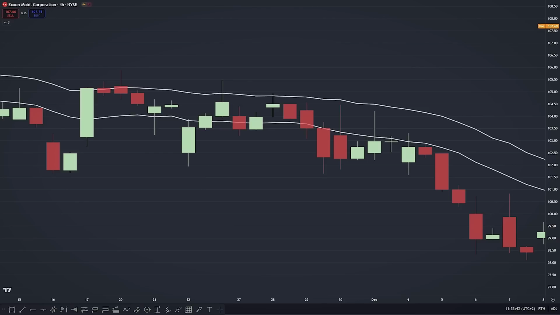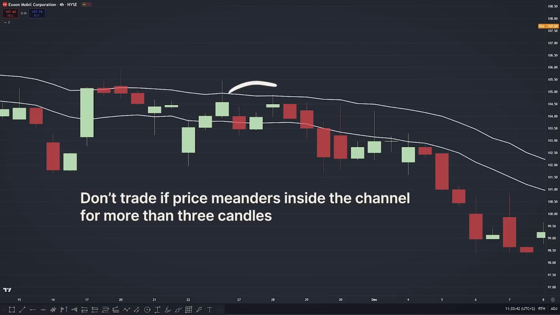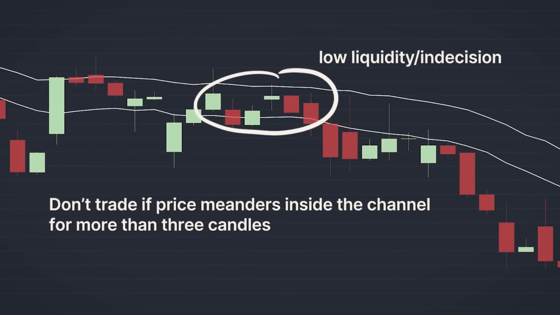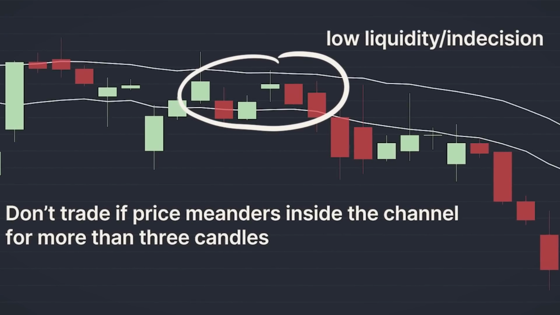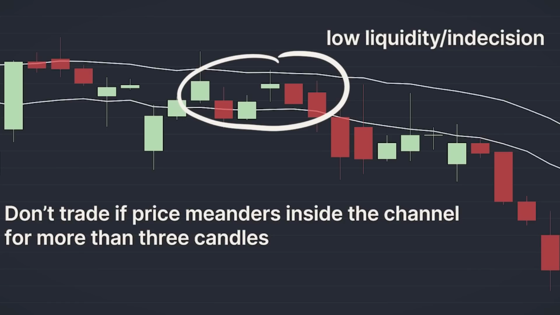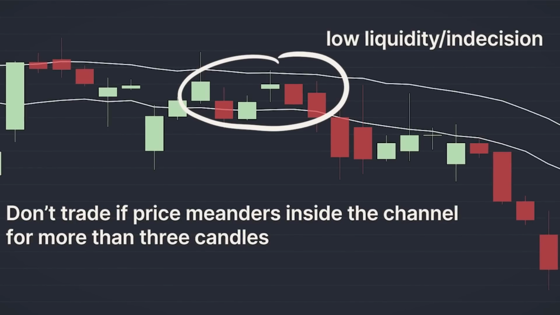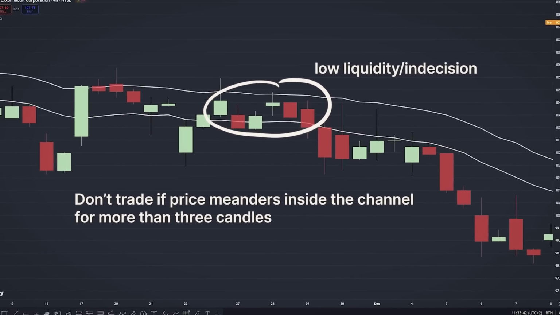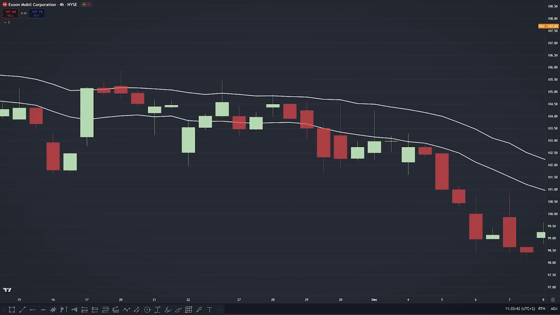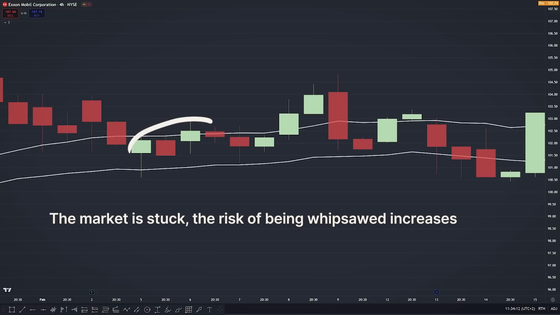If price meanders inside the channel for more than 3 candles, you might skip trades. That indicates indecision. It's possible the market is waiting for news, or liquidity is low. You can wait for price to break out of the channel with conviction before acting. If you trade while the market is stuck, you might get whipsawed. That's why the strategy says to watch for immediate rejection or bounce behavior. You want clarity, not sideways chop.